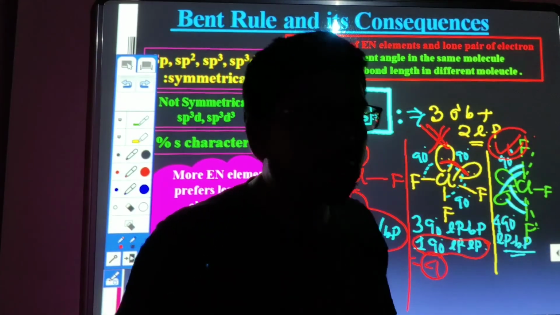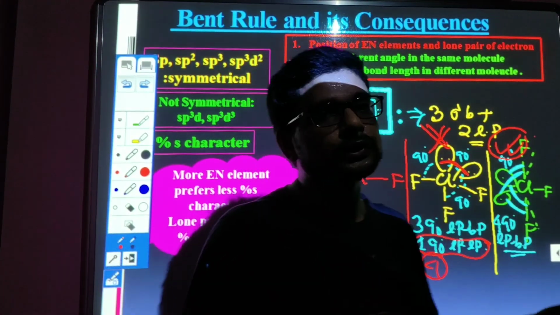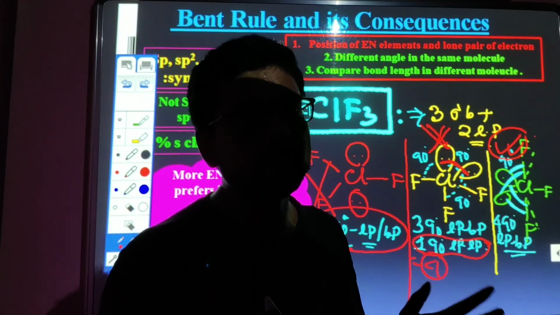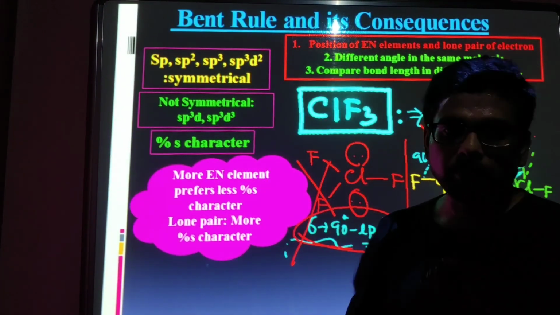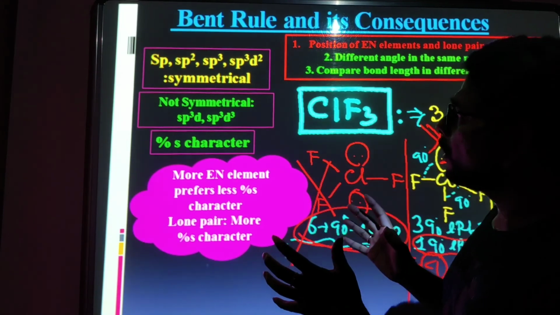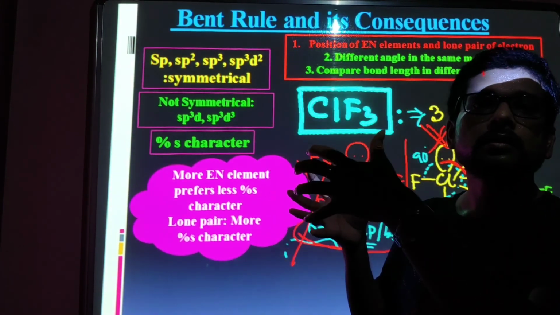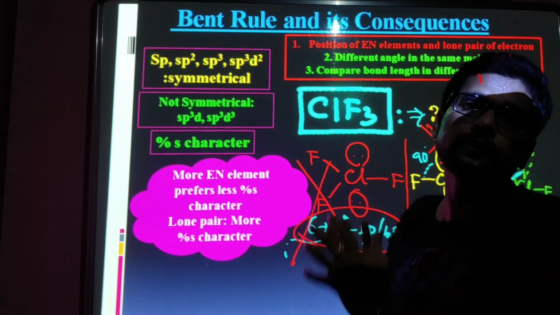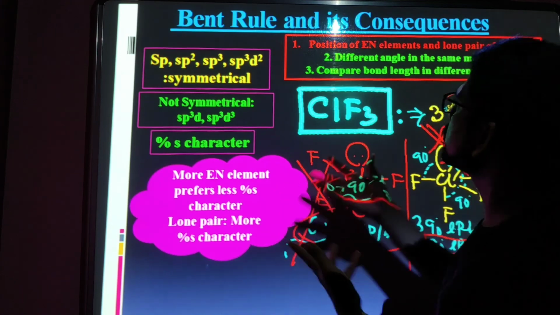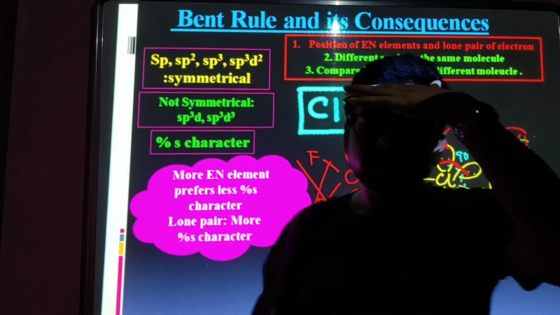So lone pairs will be positioned in such positions where the repulsions will be minimum. Okay, so this is the main rule for writing the structure, I mean, getting the definite shape of the molecule. Later I will discuss the angle and bond length comparison. So thank you so much.